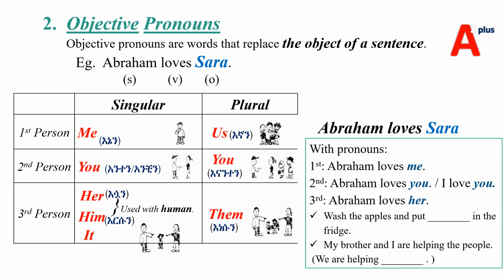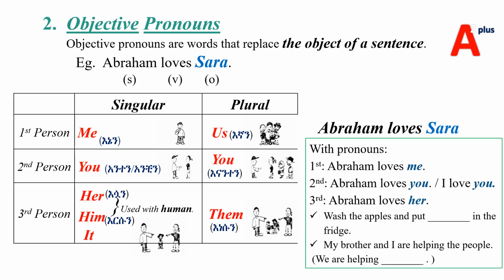Wash the apples and put them in the fridge. Wash them and you put them. Wash the apples and put them in the fridge. My brother and I are helping the people. People is plural. We are helping the people, or we are helping them.